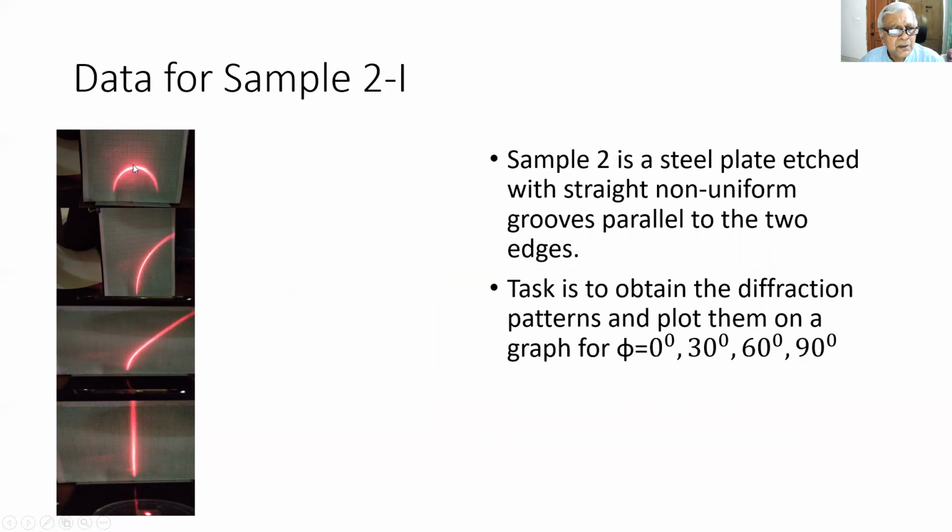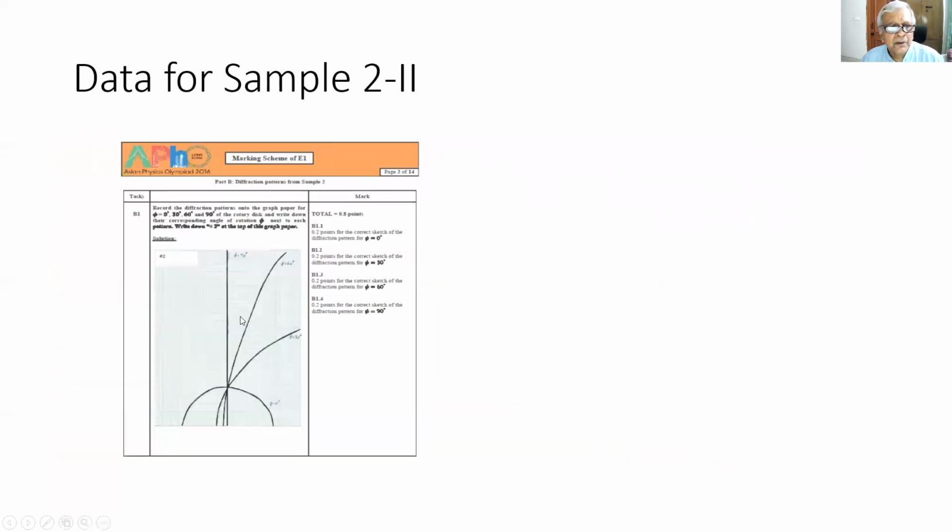It's a circular kind of pattern. Then for phi equal to 30 degrees out there, phi equal to 60 degrees out there, and phi equal to 90 degrees is a straight line. But notice that all of this seems to be a continuous kind of pattern. Now, the task involved with this is to record the diffraction pattern onto a graph paper for phi equal to 30, 60, and 90 of the rotation, and write down the corresponding angle of rotation. So here it is done: phi equal to 0, phi equal to 30, phi equal to 60, and phi equal to 90.